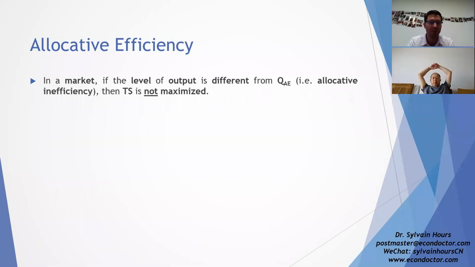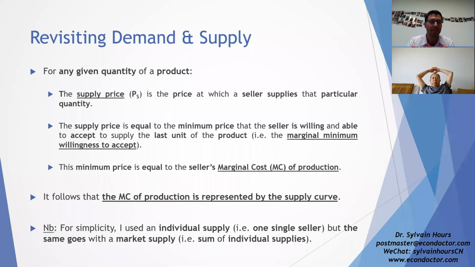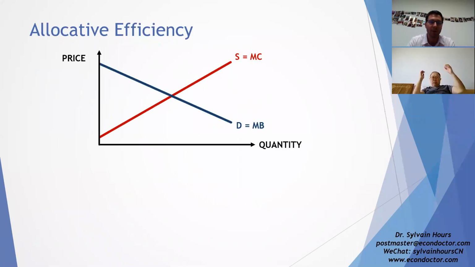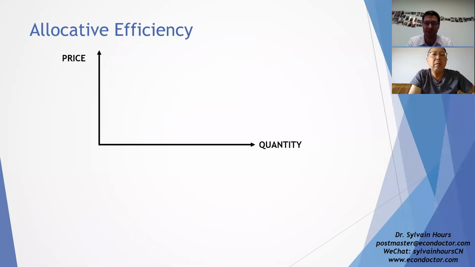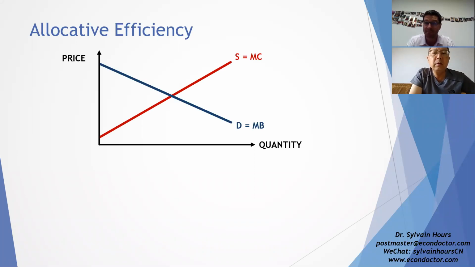What you can do, let me just move forward a bit. Something that I like very much to introduce allocative efficiency is to use these two diagrams that I put one over the other. The top diagram represents supply and demand. The supply curve represents the marginal cost of production. I will go back to this in a minute. And the demand curve represents the marginal benefit of consumption.